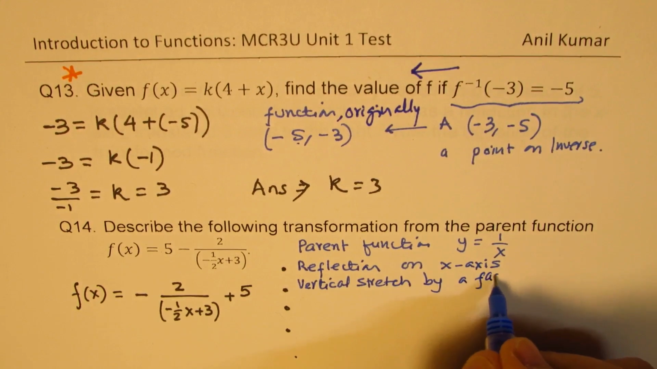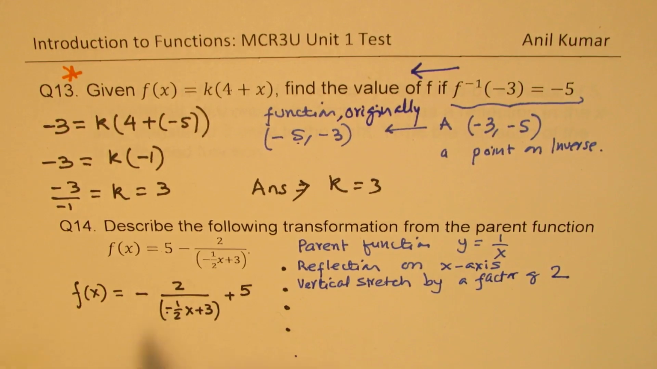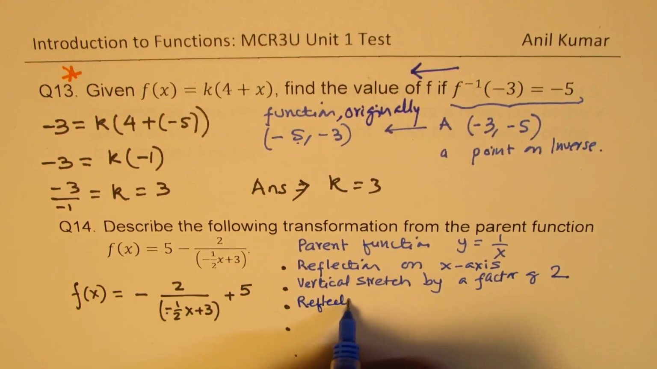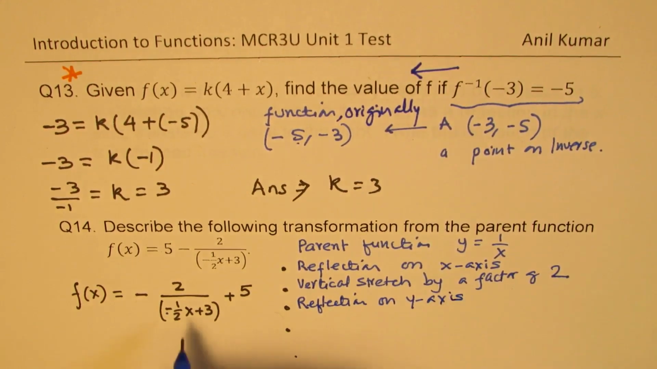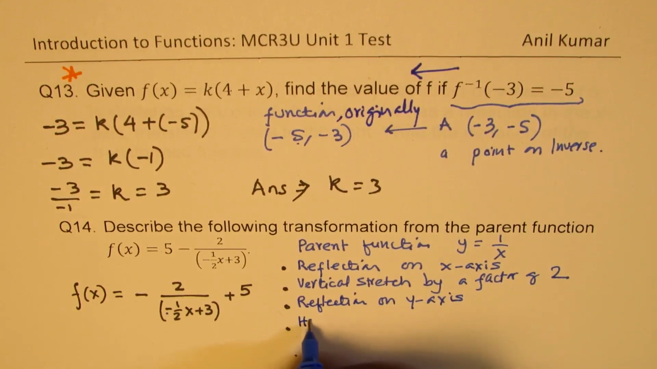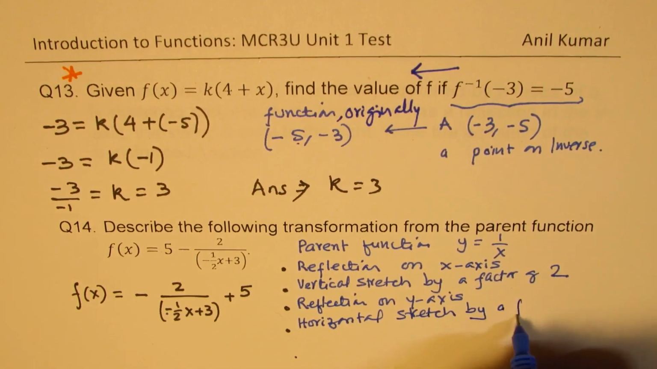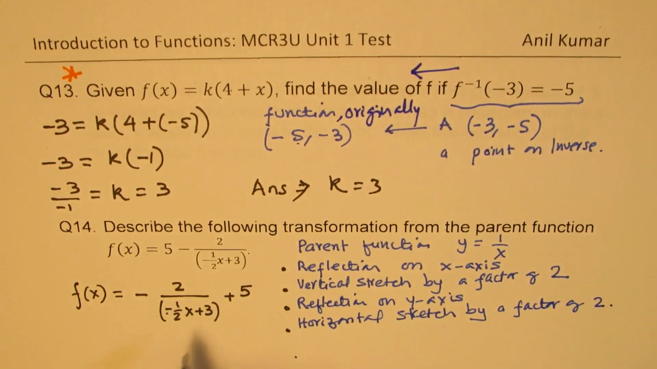By a factor of 2. Now, here, this minus is horizontal, right? So it's reflection on y-axis. Half means horizontal stretch by a factor of 1 over half, which is 2. Is that clear? And then plus 3 means horizontally you're moving 3 units left.